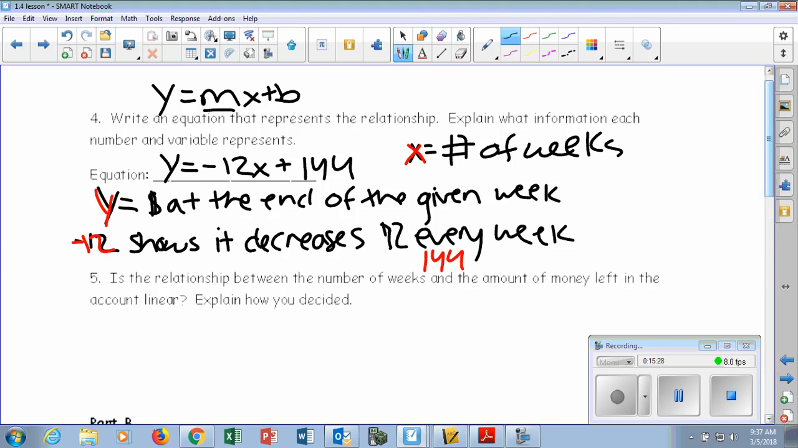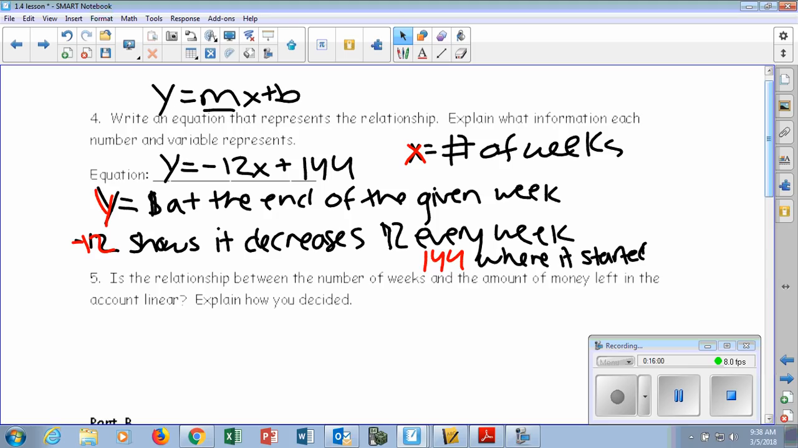Gracie, what does the 144 represent? Where it started. The 144 shows us where it started. So our negative 12 shows it decreasing $12 every week. Our Y is the money at the end of the given week. Our X is the number of weeks, and the 144 is where it started.